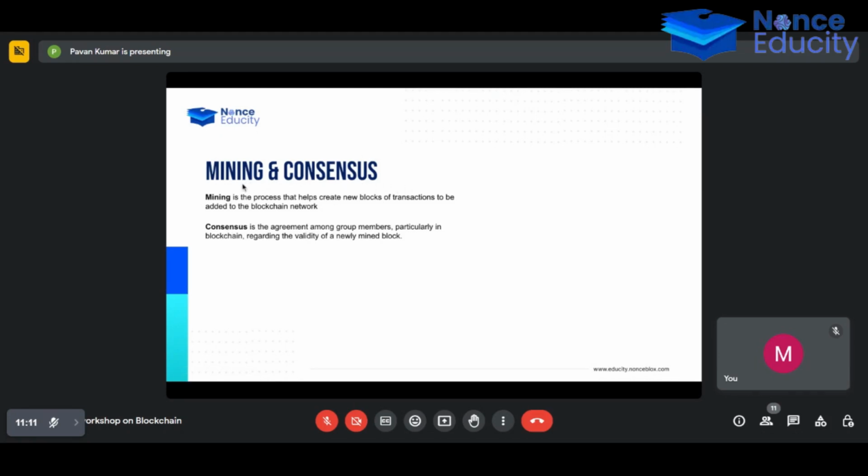So what happens in mining? Mining is a process of creating a new block. Okay, that's very simple. So whenever a new block is created, there is a process behind it, and we call that process mining. Okay, we'll keep that aside for now.